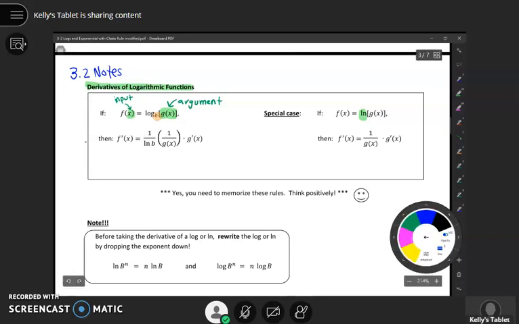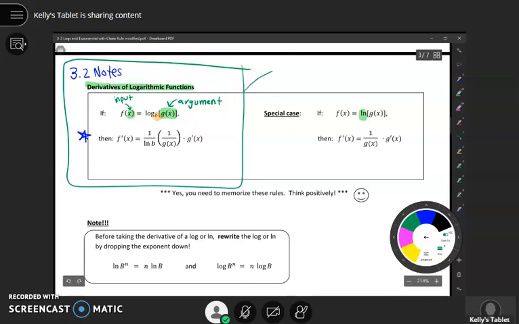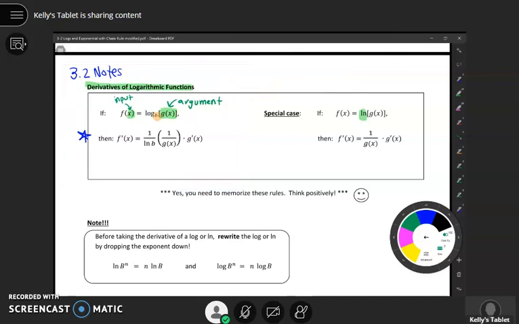So how do I find the derivative of a log function? Again, there is a generic rule. This is the only one you need to memorize. And then there's a special case. We'll talk about both of these, but we'll start with the generic one, because if you know the generic log rule, you're going to be able to derive the special case.